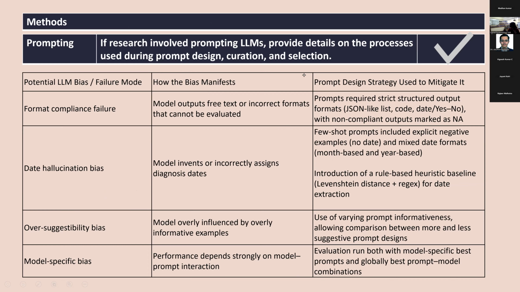Date hallucination bias is, the thing is, picking up a date from a snippet text is not really straightforward. So sometimes the model incorrectly assigns the date or invents some new dates. So to overcome that, they have given some few short prompts which included dates and they have mixed the dates. The other thing is they have used that Levenshtein distance. This is nothing but how many characters your date is from the true diagnosis.